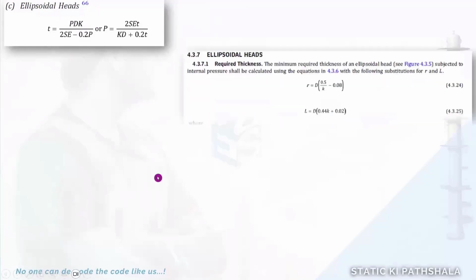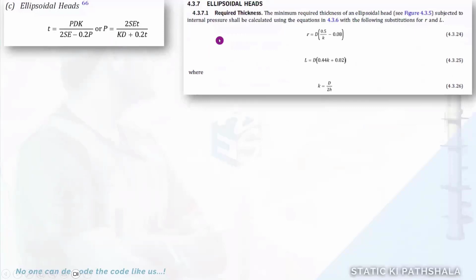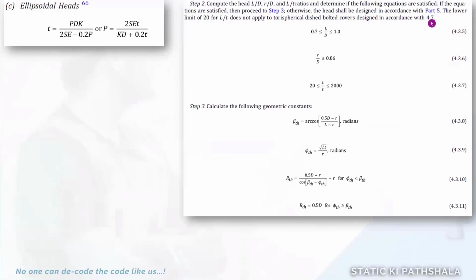But when it comes to Division 2, Part 4, it is not that easy. For the elliptical head, particularly if we compare, here we have the knuckle and crown approximated for the elliptical head. They have given these equations, and with the help of those we are going to calculate it. Then the K factor, which depends upon the major to minor axis ratio. Thereafter, we have to calculate multiple things. That is, L by D has to be between 0.7 to L. These criteria they have given. Then we have to calculate the geometric constants like beta TH, psi TH, phi TH, R TH.